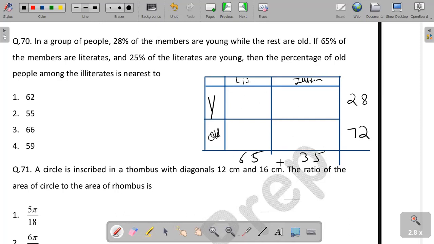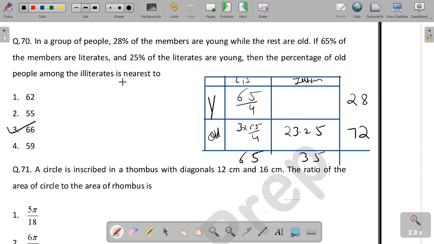25% of the literates are young, so this would be 3 into 65 by 4. Perfect. Because this is 1/4, then this should be 3/4 to complete it, 65. And the percentage of the old people among the illiterates. So what I would do, 65 into 3 by 4, let me use the calculator and see, 65 into 0.75, that is 48.75 minus 72, we will read 23.25. Now I would divide this by 35, so I am getting 66.4. So this should be the answer.